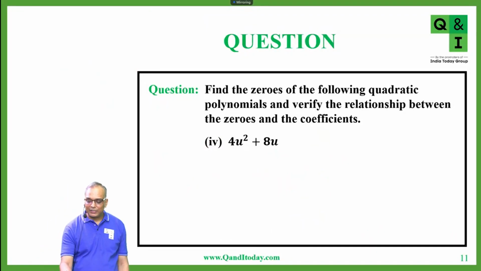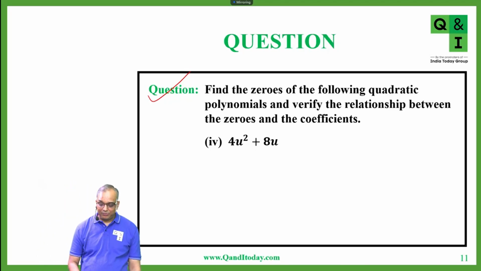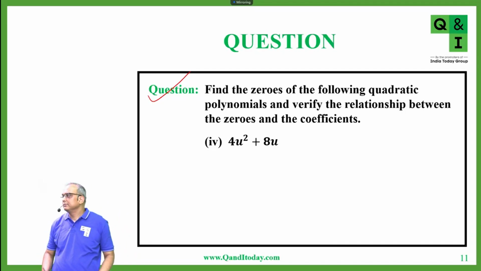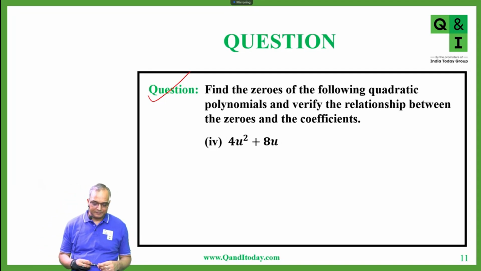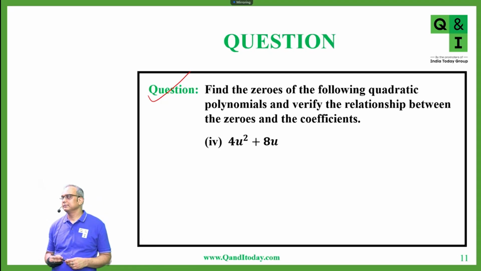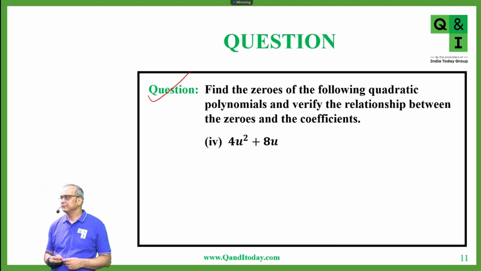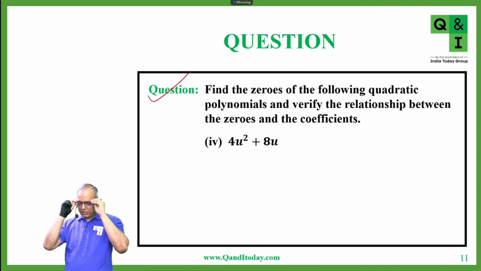You have to find the zeros of the given quadratic polynomial and verify the relationship here. So 4u square plus 8u. First step, you have to find the zeros. What are the zeros, students?